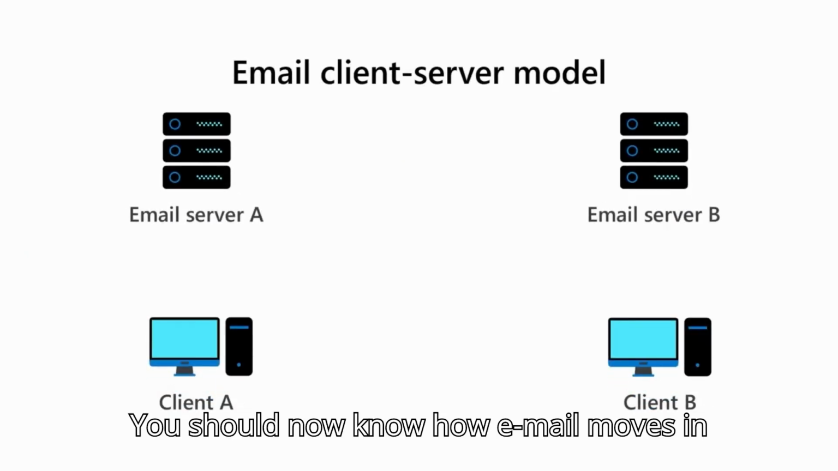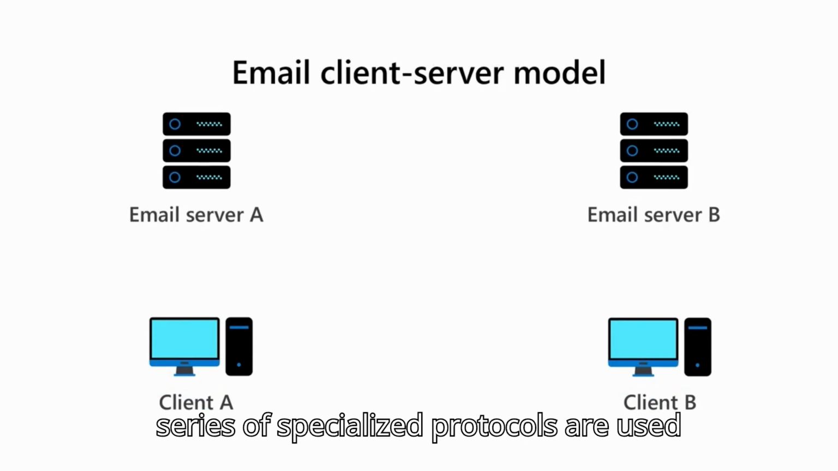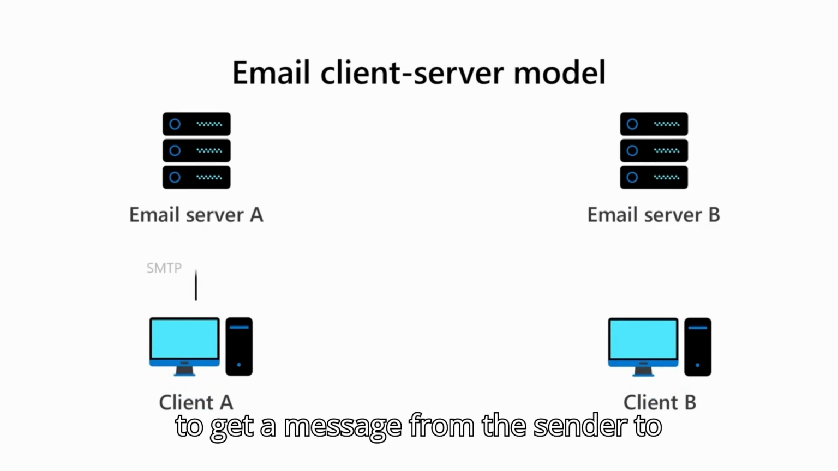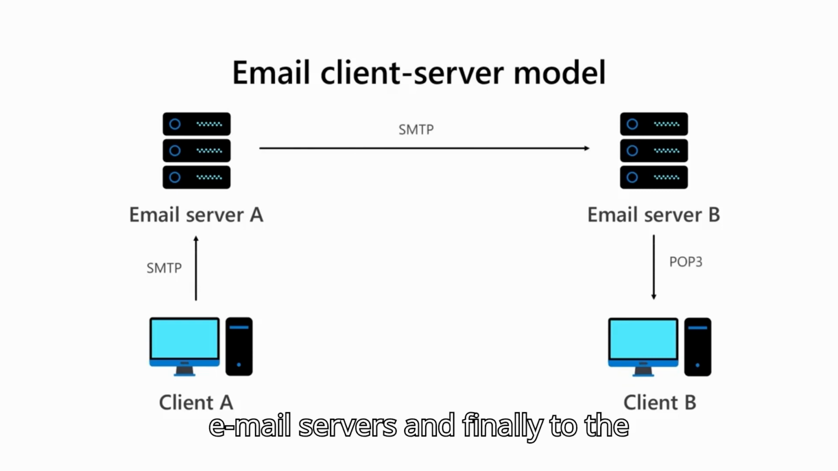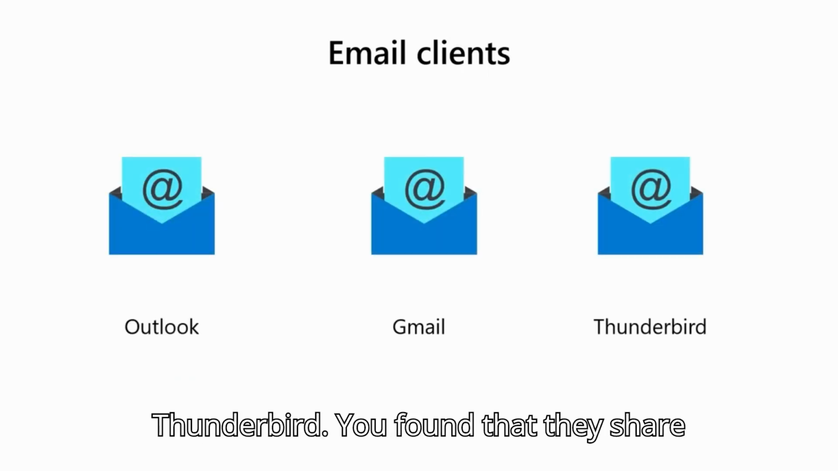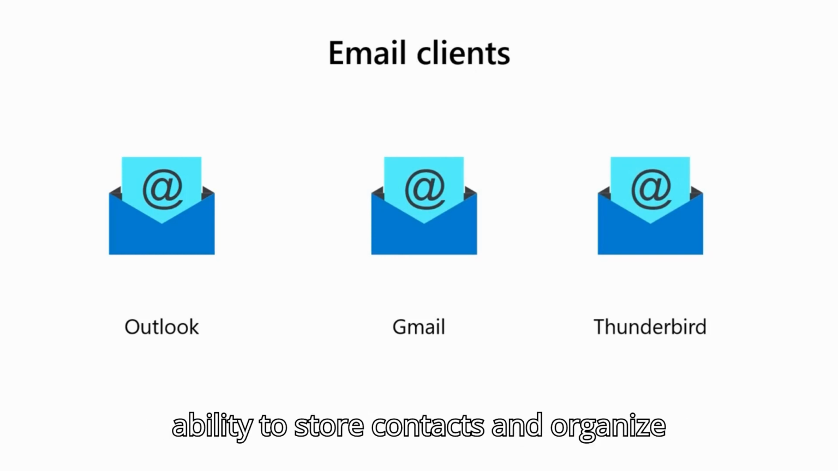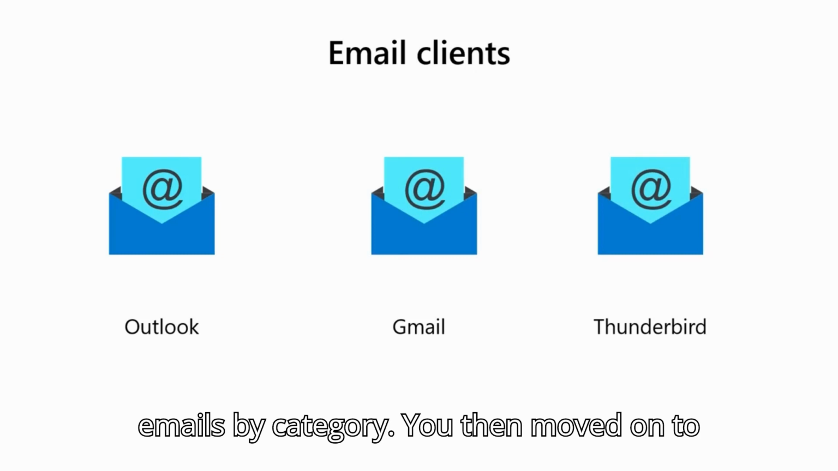You should now know how email moves in the client-server model, in which a series of specialized protocols are used to get a message from the sender to email servers and finally to the recipient. You then explored 3 popular email clients, namely Microsoft Outlook, Google Gmail, and Mozilla Thunderbird. You found that they share some common functionality, such as the ability to store contacts and organize emails by category.